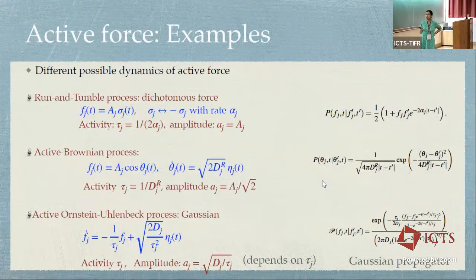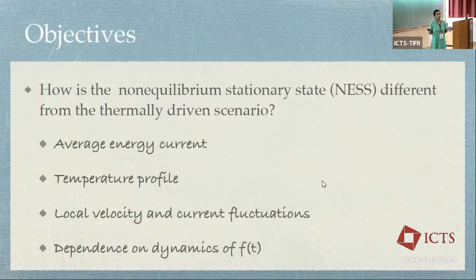And this process is completely Gaussian. So the propagator is completely Gaussian. So you don't need to remember the processes exactly, but the point is that these are very different dynamical processes. The propagators are very different, but all of them have exponential correlation. Okay, and we'll see that that actually suffices to a great extent.